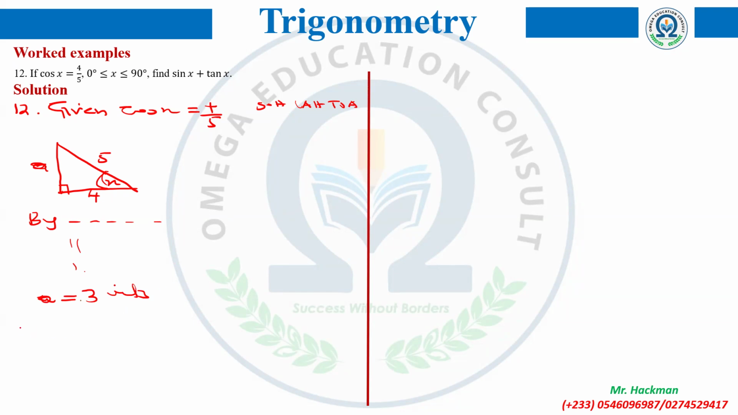So now I'll write, therefore, my sine x plus tan x will be equal to, once I know the opposite, I can find sine x. Sine is opposite over hypotenuse. So my opposite is 3 over the hypotenuse, which is 5. Then plus tan x. Tan is opposite over adjacent. Opposite is 3, adjacent is 4. So here you can add. I hope you get my point. You can continue from here. Take the LCM or even use your calculator and write the value there. Is that clear?